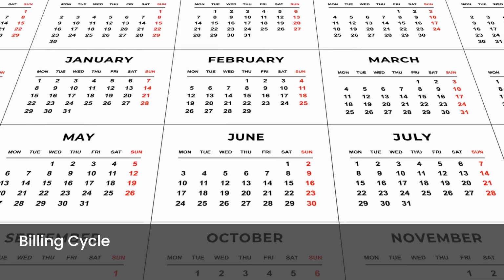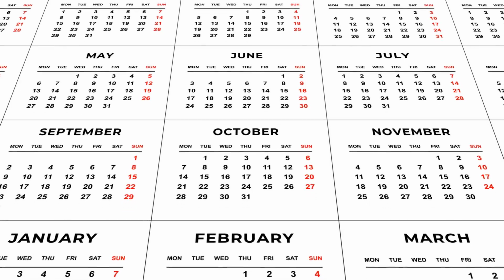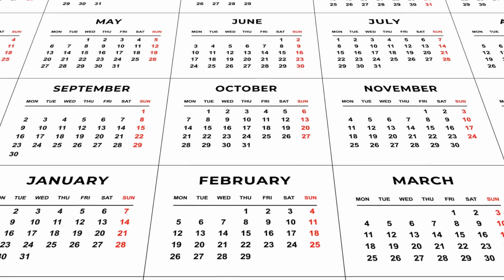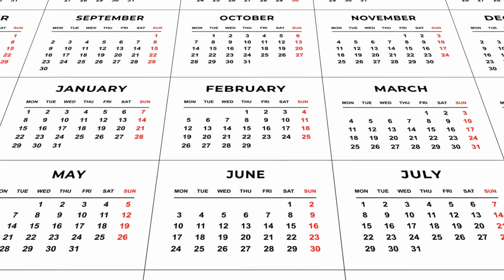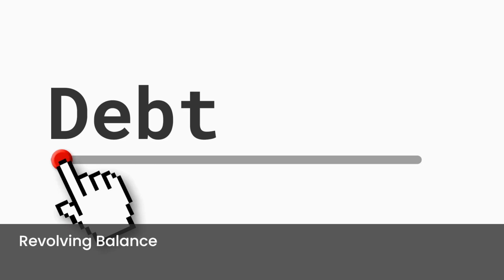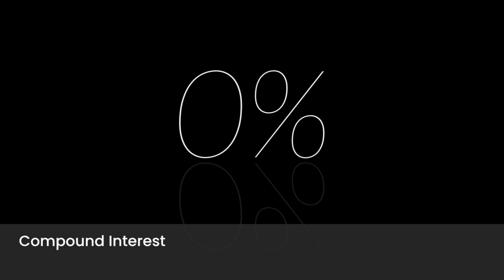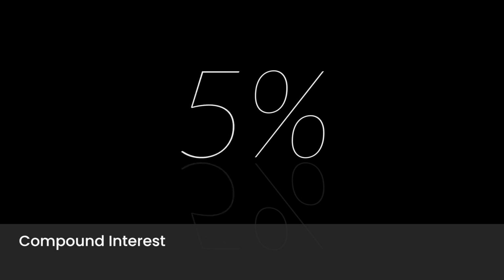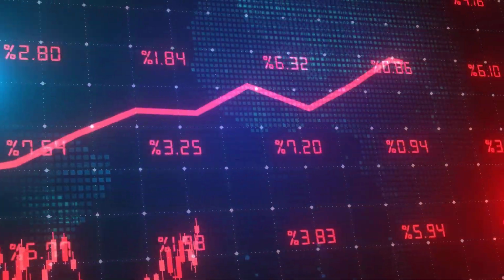Billing cycle. This is the period during which your transactions are recorded. It typically lasts 28 to 31 days, depending on the month, but does not necessarily align with calendar months. Revolving balance. This refers to the outstanding balance a cardholder carries over from one billing cycle to the next. Compound interest. Interest is calculated not only on the outstanding balance, but also on the accumulated interest from previous days. In other words, it's interest on interest, which leads to faster debt growth.